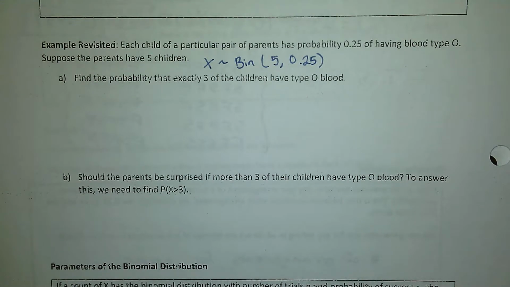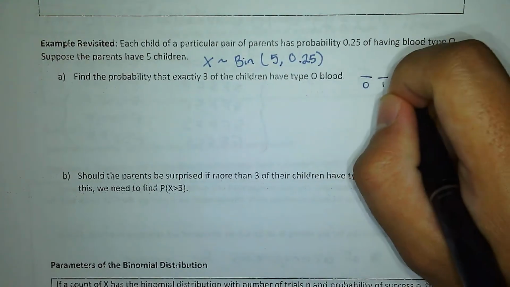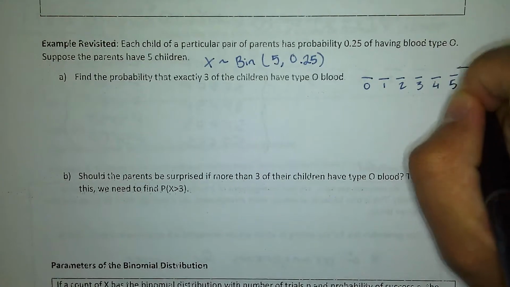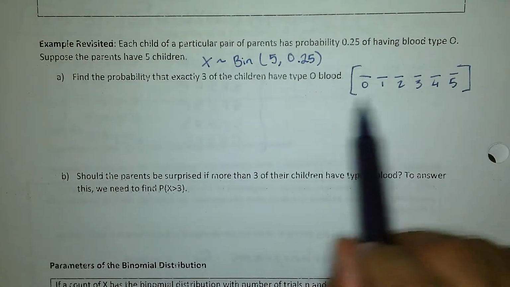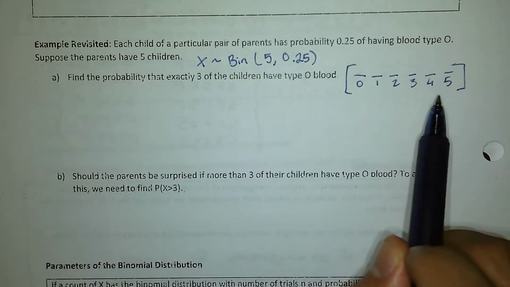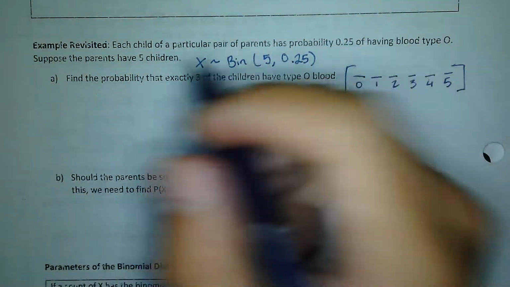Here's my sample space. I could have none of the children, 1 of the children, 2, 3, 4, and 5 of the children, and this makes up my sample space. I want the probability that exactly 3 children, if I were to list these 5 children in order, or even not in order, but essentially I'm picking 3 of them to have type O blood, we can use our model.